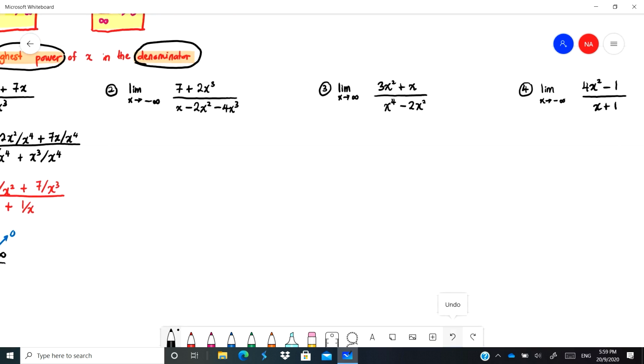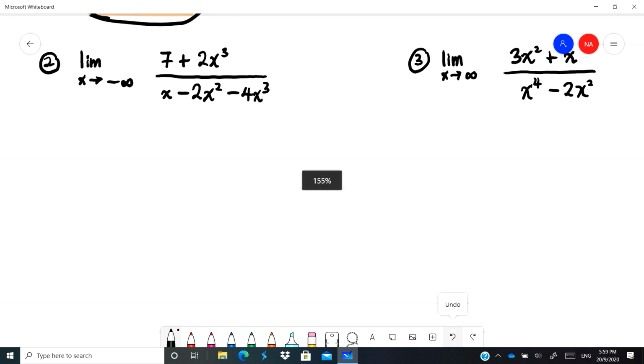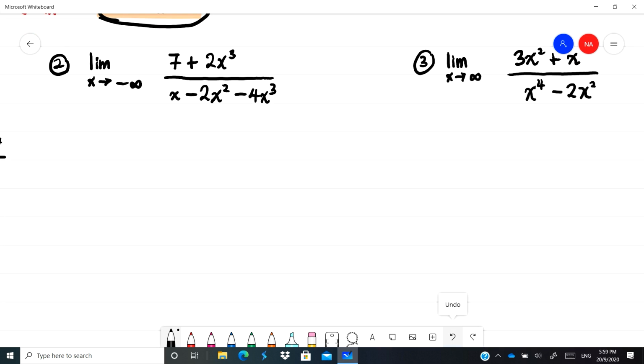What if x approaches negative infinity? We use the same rule, where we divide by the highest power of x that occurs in the denominator. So focus on the denominator. Which one is the highest power? Of course, x to the power of 3 is the highest power. So every term should be divided by x to the power of 3 in this case. The limit as x approaches negative infinity has no effect at all, you just write it.